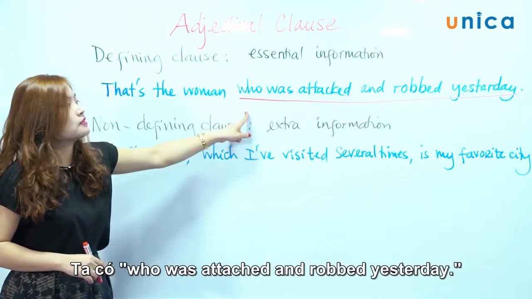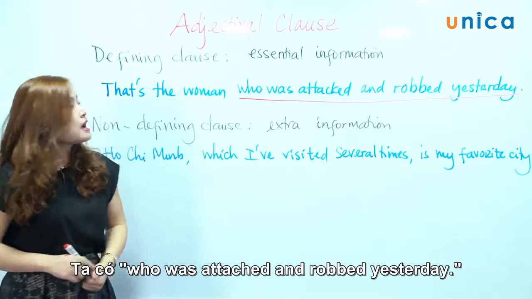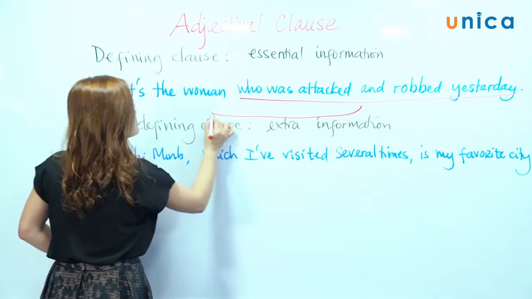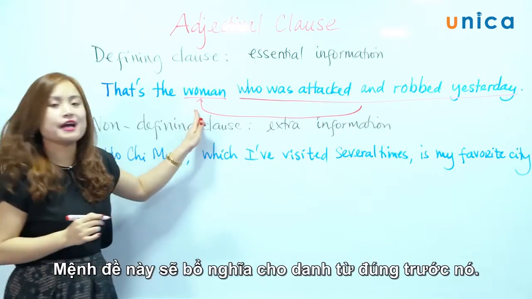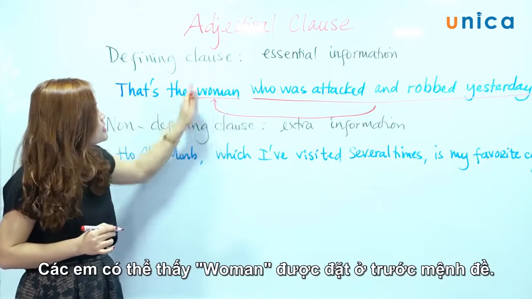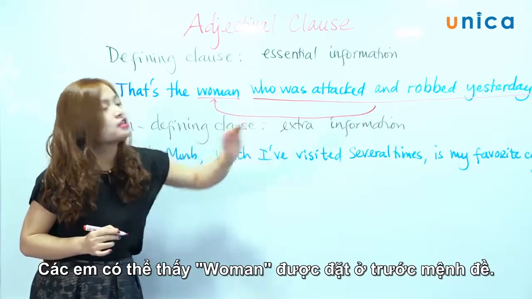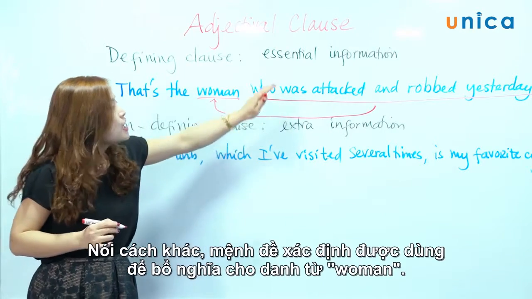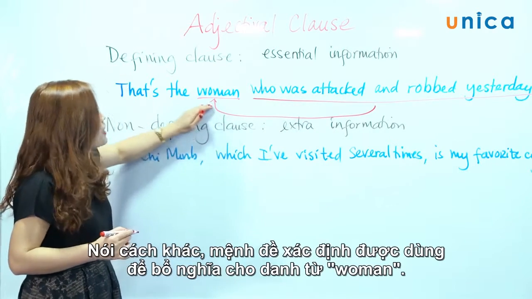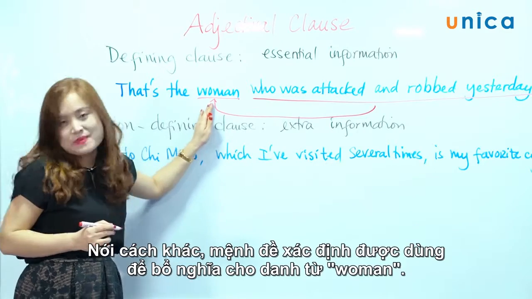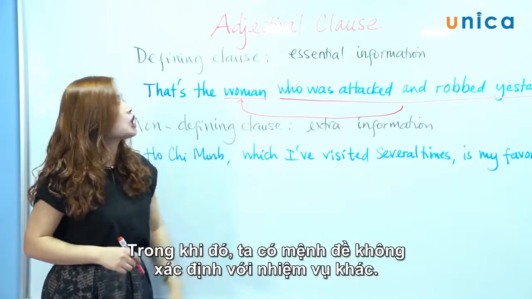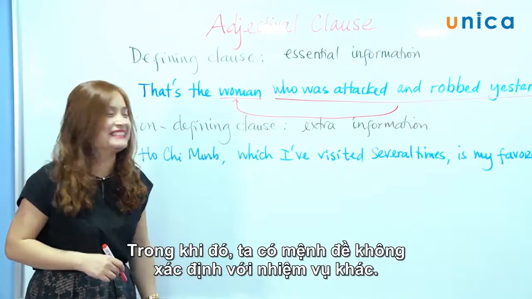So that's why you have to add a defining clause that gives essential information about this woman. So I have this one. Who was attacked and robbed yesterday. So this clause will modify or describe the noun right before it. You see, woman is put right before this clause. In other words, this defining clause is used to modify or describe the noun woman. Whereas we have non-defining clause with a different mission.